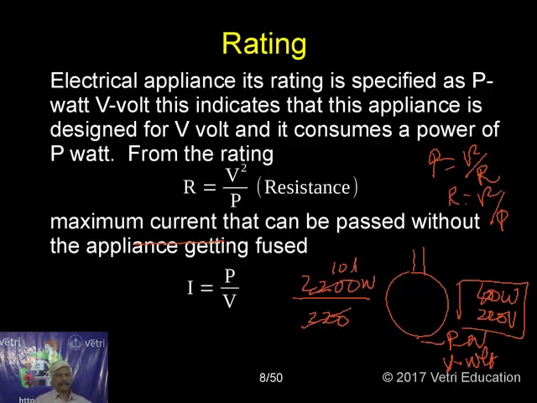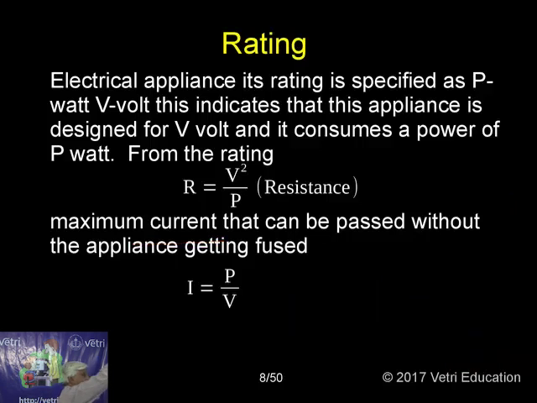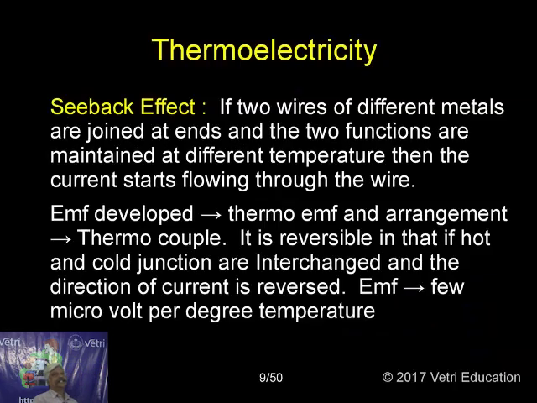That is a formula. For finding the rating, what is the resistance? V squared by P. What is the maximum current possible through a particular instrument? P by V. These are the formulas we have to keep in mind. Otherwise, it is not possible. Are you clear now?